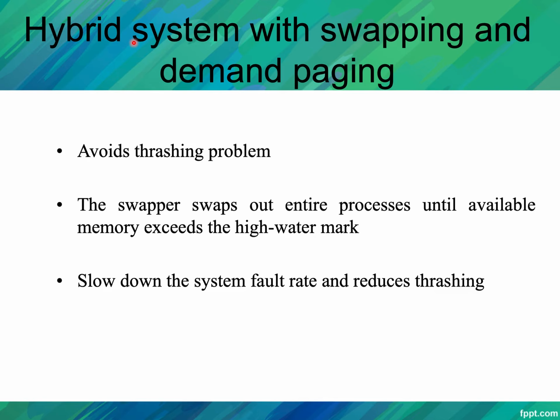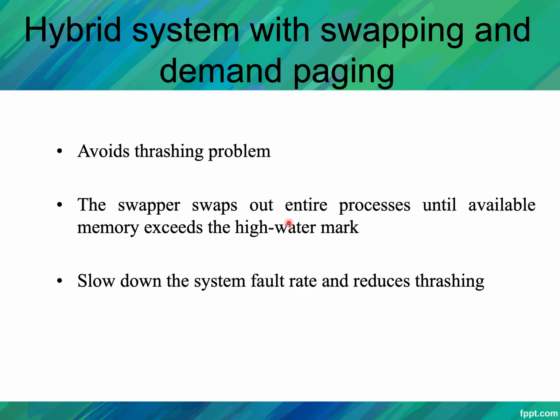So we know what is swapping and what is demand paging. In swapping, we know there is a problem called thrashing, but whenever we are using a hybrid system which supports both swapping and demand paging, we can avoid the thrashing problem. So thrashing problem, we know that a ready to run process is swapped out and it is not getting a chance to get executed. So the swapper process swaps out the entire process until available memory exceeds the higher watermark.